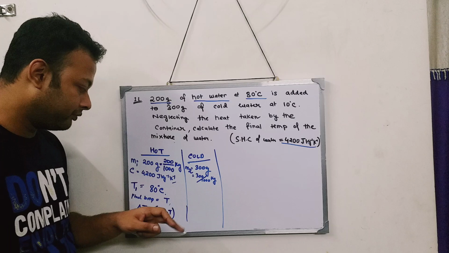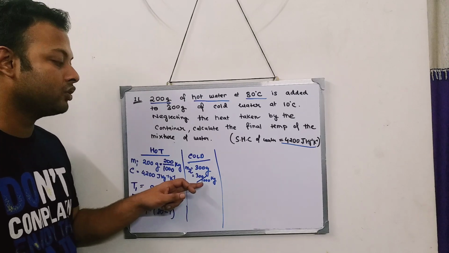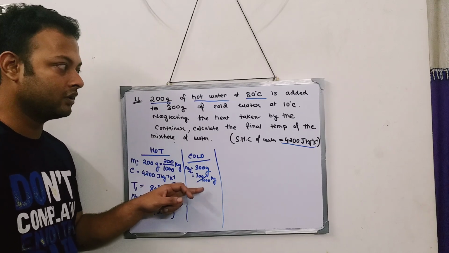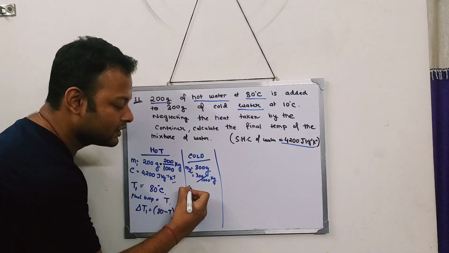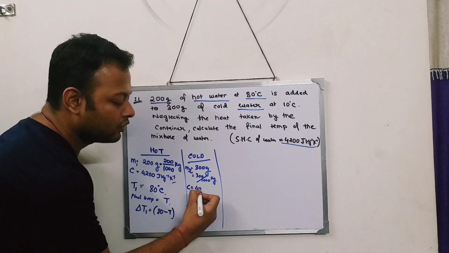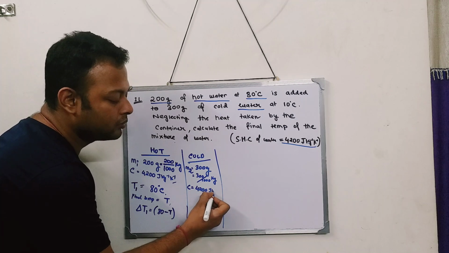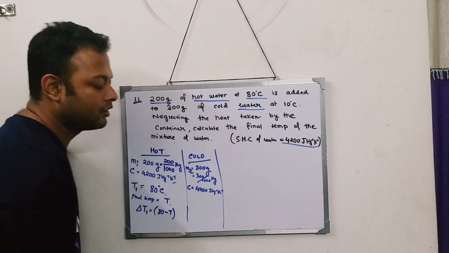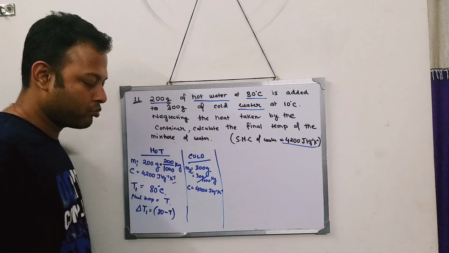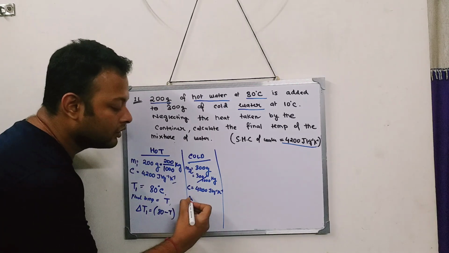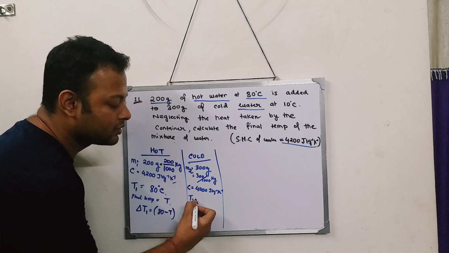Now this is also water, so this is also water, here written as cold water. So that is why the C remains as it is, 4200 joule per kg per Kelvin. So the specific heat capacity remains the same.